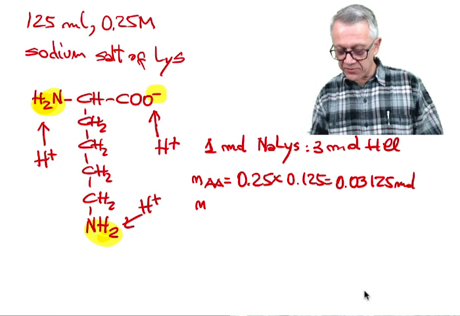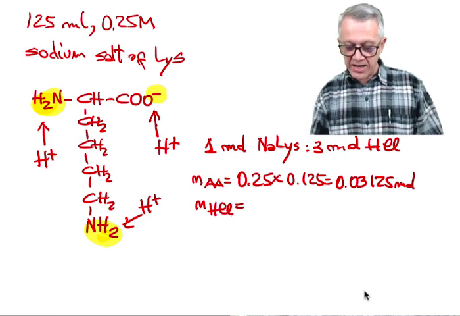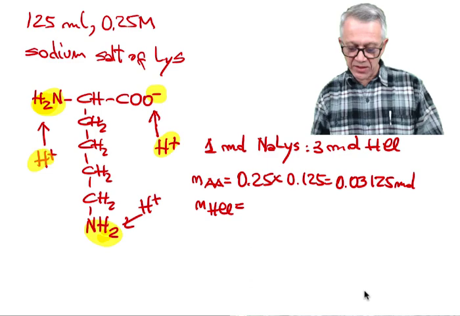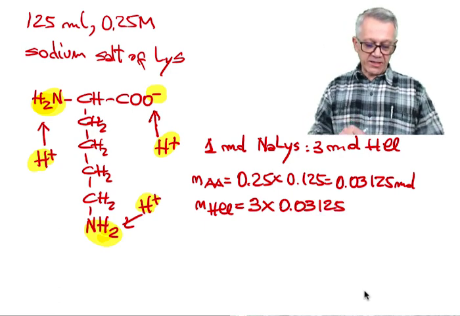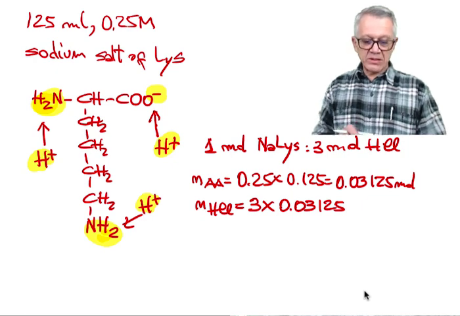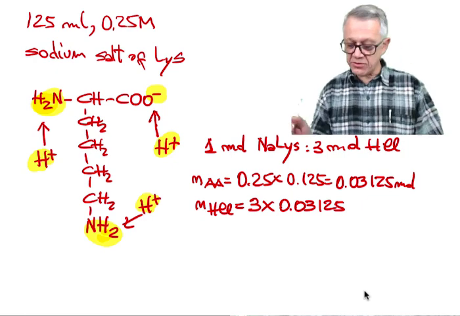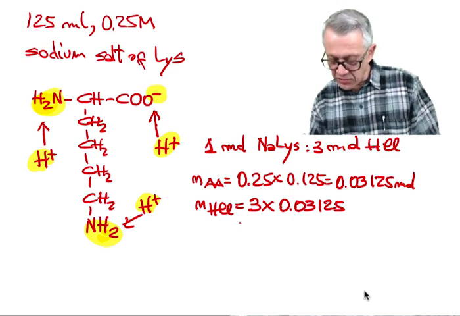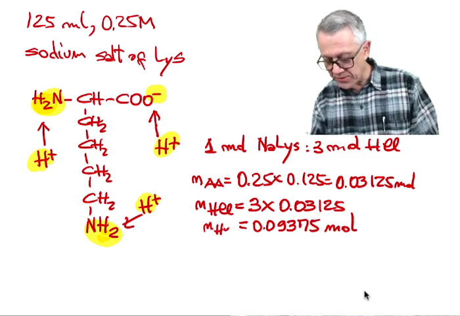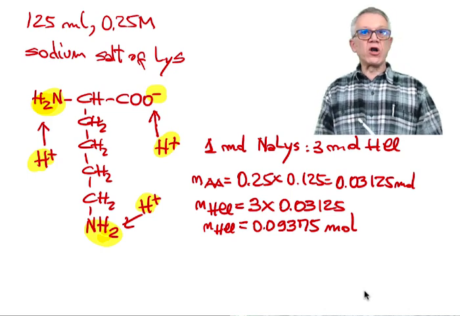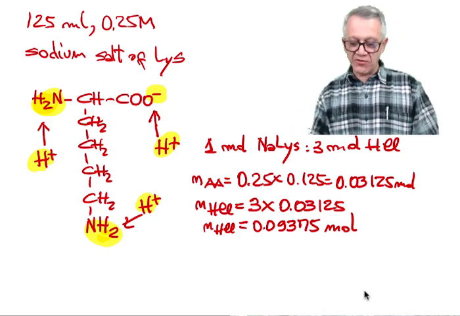And then the number of moles of HCl that's going to be required is explained in here. The relationship is 3. So now we are going to need 3 times this amount. So multiply this thing by 3. We are going to get 0.09375 mole of HCl. And what's the volume that we need to deliver these many moles of HCl?